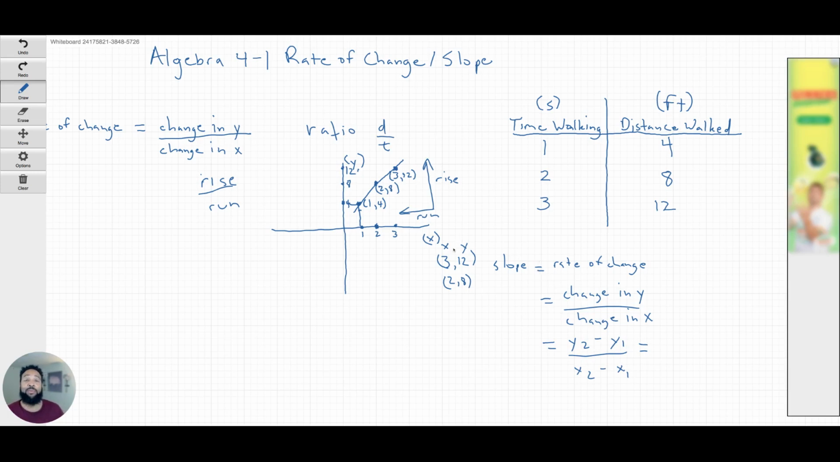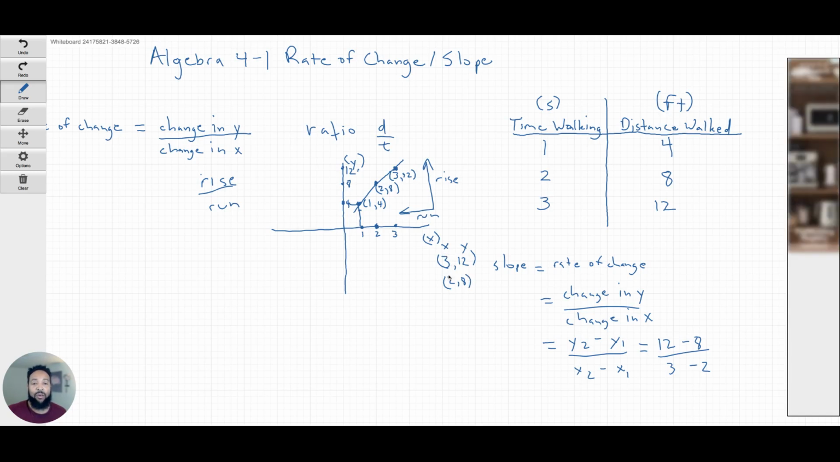So if we've got these points 3, 12, 2, and 8, one represents x, one represents y, we could say our y2 minus y1 is 12 minus 8 over our 3 minus 2. See how that works? You're going to take your y coordinates, find out the change in those over your x coordinates. So we have 12 minus 8 is 4. 3 minus 2 is 1.